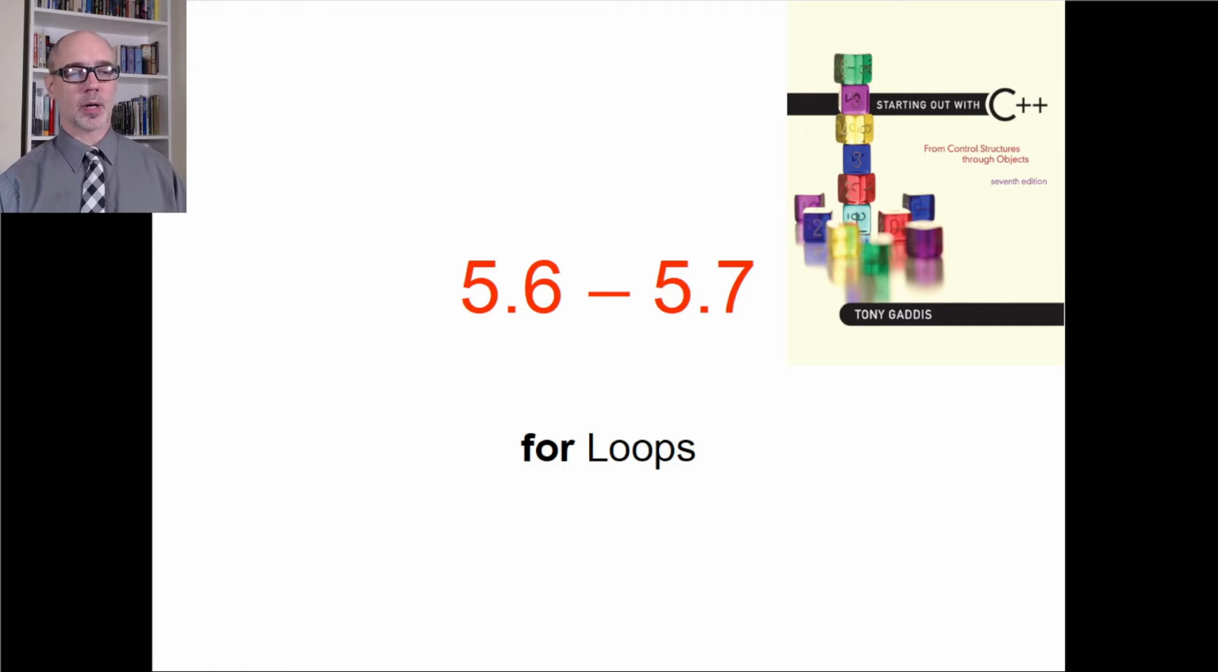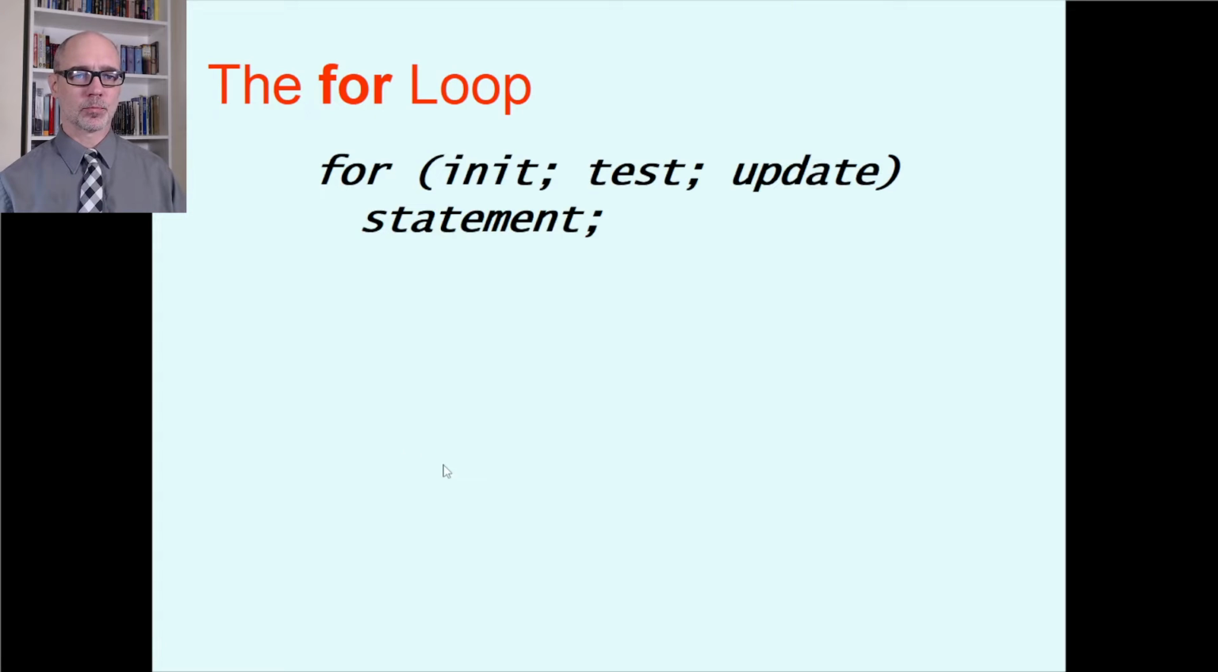Hey, in this video we are talking about for loops in C++ programming, and this covers sections 5.6 and 5.7 in the Gaddis book. So this represents the third of our three looping structures. We've seen while loops, we've seen do while loops, now here's the third one, for loops, which are specialized for a particular unique purpose. So the for loop structure looks like this.